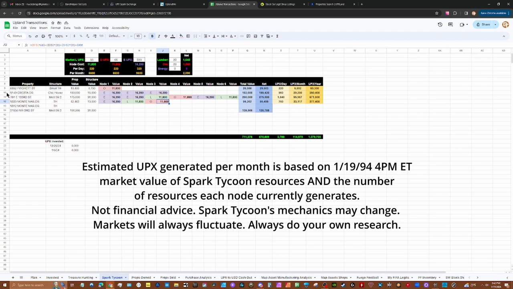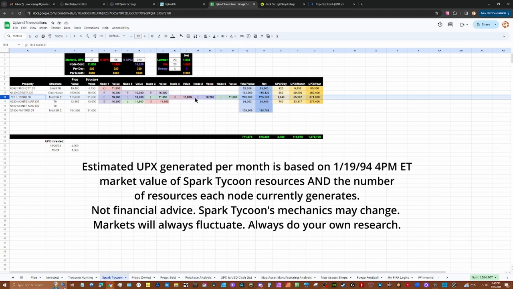Look at this one, my Cresta Drive, which is a medium showroom that I have in the Bronx. I put three energy nodes in there, two lumber nodes, and an ore node. This property is now worth almost 300,000, and it's generating almost 56,000 UPX per month in resources. That's the equivalent value of the resources that it's generating.